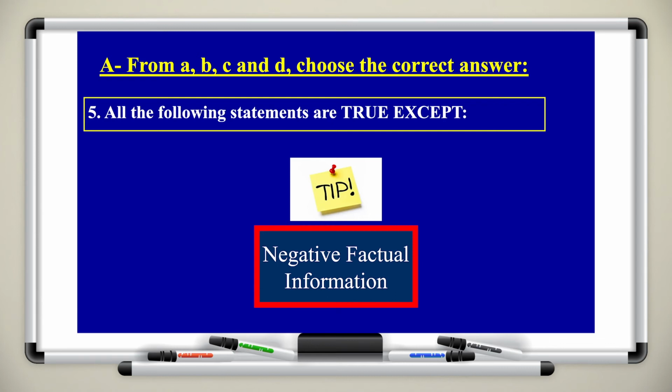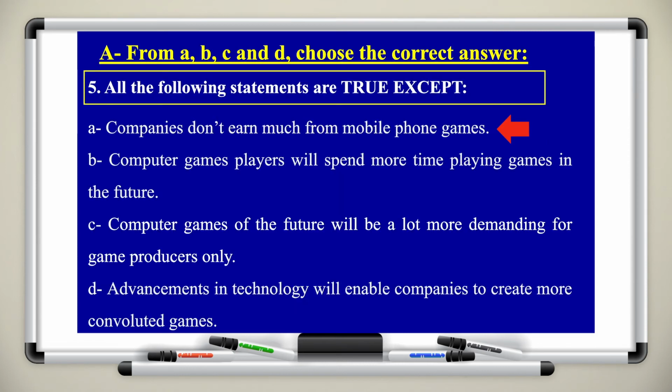All the following statements are true except. So in this question, it's a negative factual information. We have 3 statements that are true, however, only one of them is false. So what do you think is the false statement? A, companies don't earn much from mobile phone games. B, computer games players will spend more time playing games in the future. C, computer games of the future will be a lot more demanding for game producers only? Or is it D, the advancements in technology will enable companies to create more convoluted games?